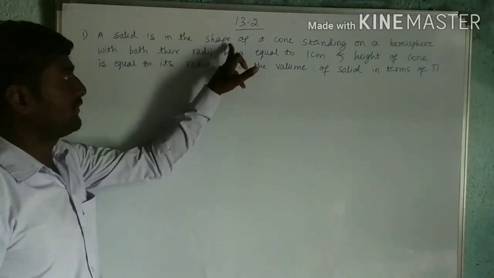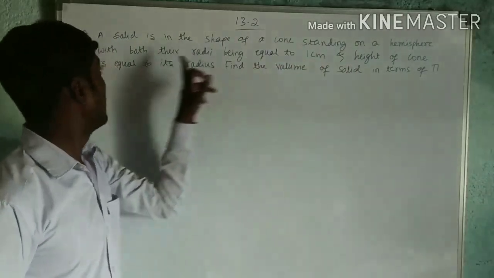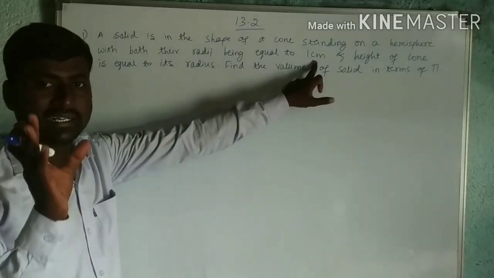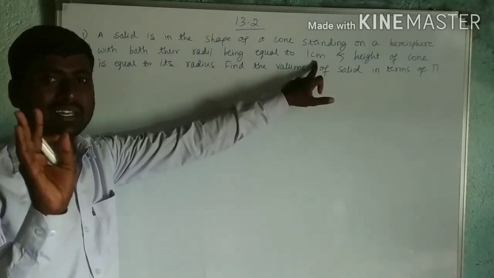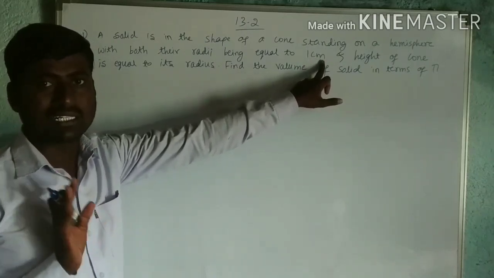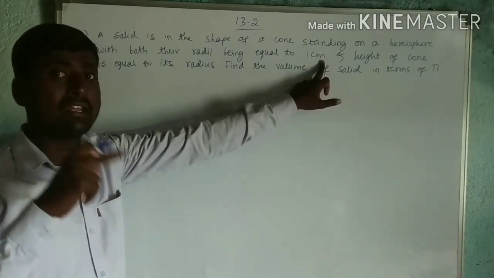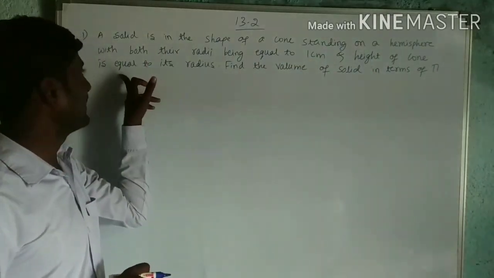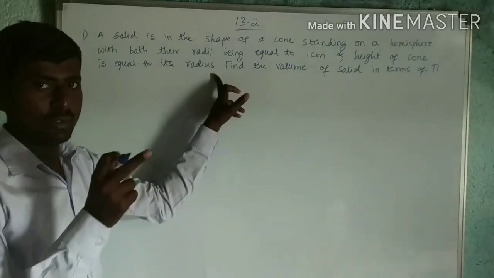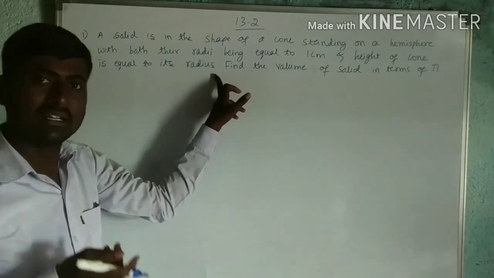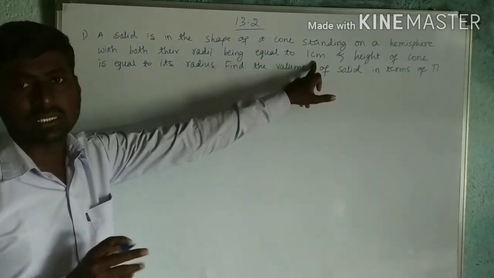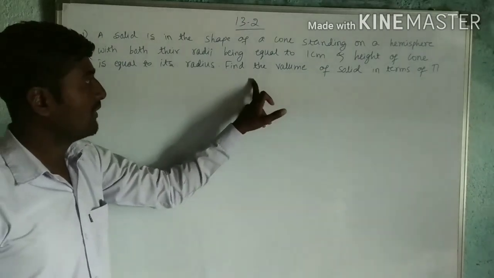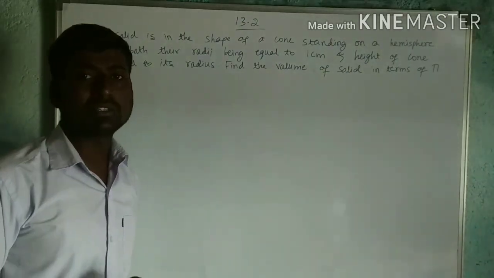A solid is in the shape of a cone standing on a hemisphere with both their radii being equal to 1 centimeter. Cone is standing on hemisphere, and height of cone is equal to its radius. It means height is also 1 centimeter, because radius is 1 centimeter. Find the volume of solid in terms of pi.